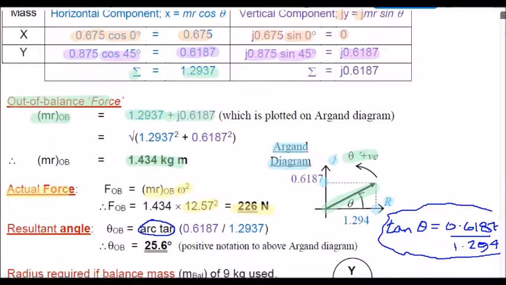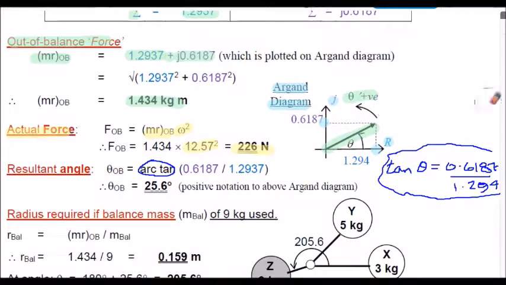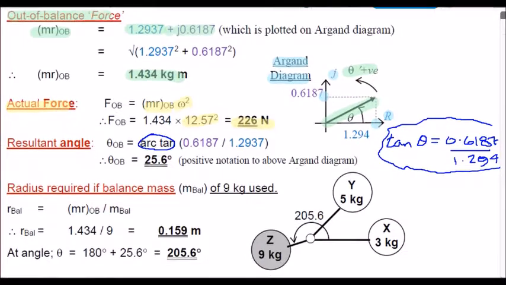Okay, so now I've got my out of balance force, I've got my out of balance angle given to me. What we've got to do is balance the mass, and we've got to decide at what radius to put the mass. That's our question here. Okay, so going back to the equation we used previously, our balance mass multiplied by our balance radius must be equal to the MROB. So rearranging, the balance radius is the MROB, calculated above, divided by the balance mass. The MROB appears 1.434, and I'm dividing that by the mass we're adding to the system, which is 9 kilograms.